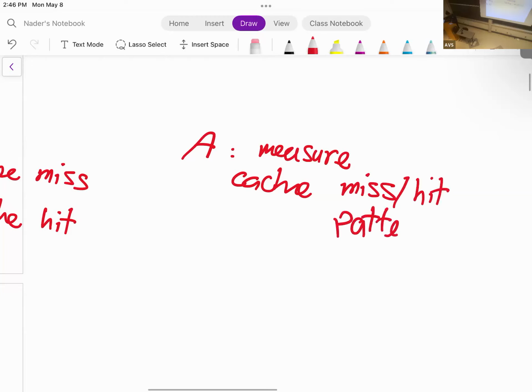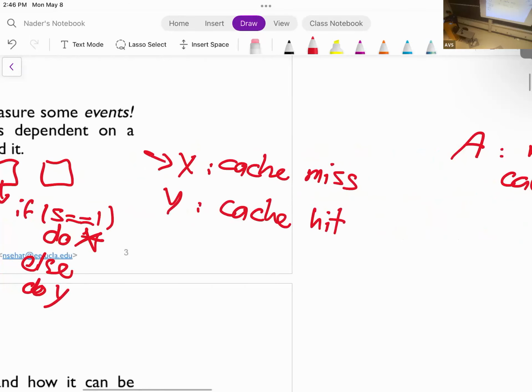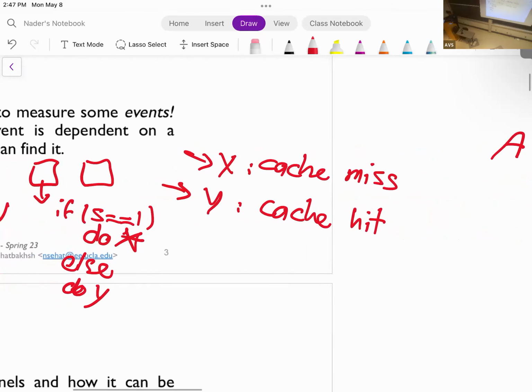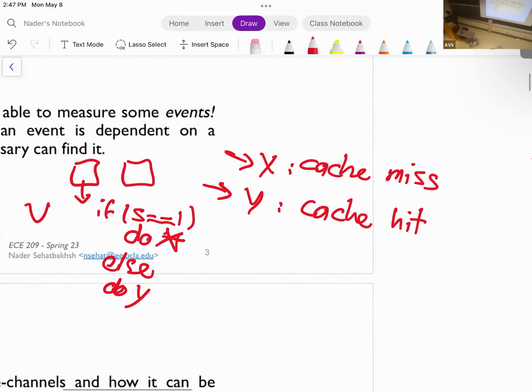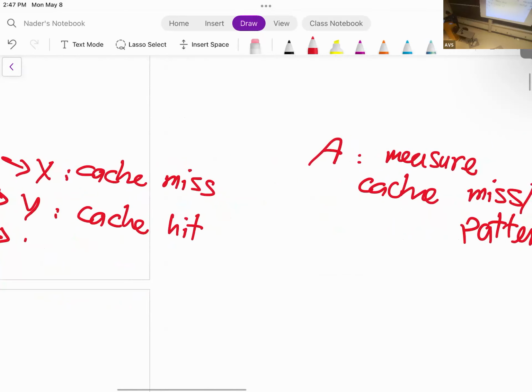If I somehow can measure this, then I can know whether X was executed or Y was executed. If I know whether X was executed or Y was executed, I know whether S is equal to 1 or 0, right? So essentially, if I see a miss, it means that S was equal to 1. If I see a hit, it means that S was equal to 0. And again, I'm not directly accessing anything. I'm just looking at the patterns that are available and shared.